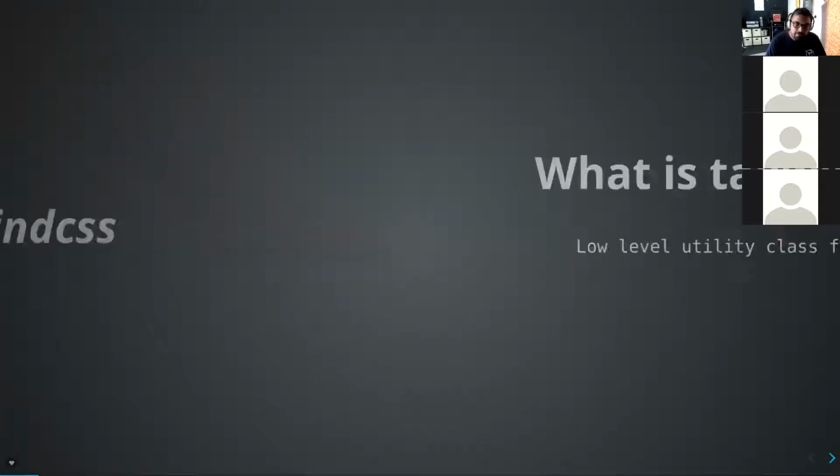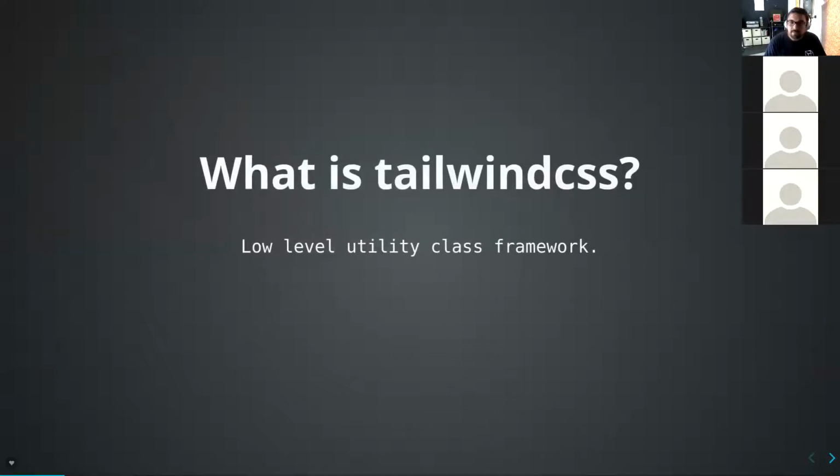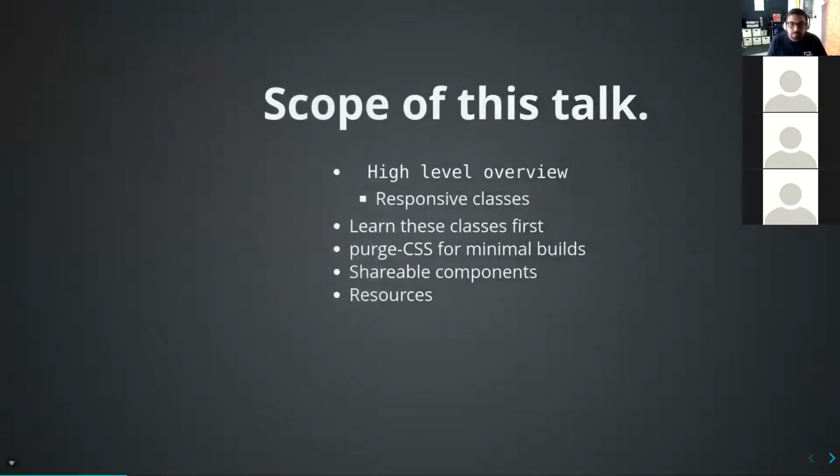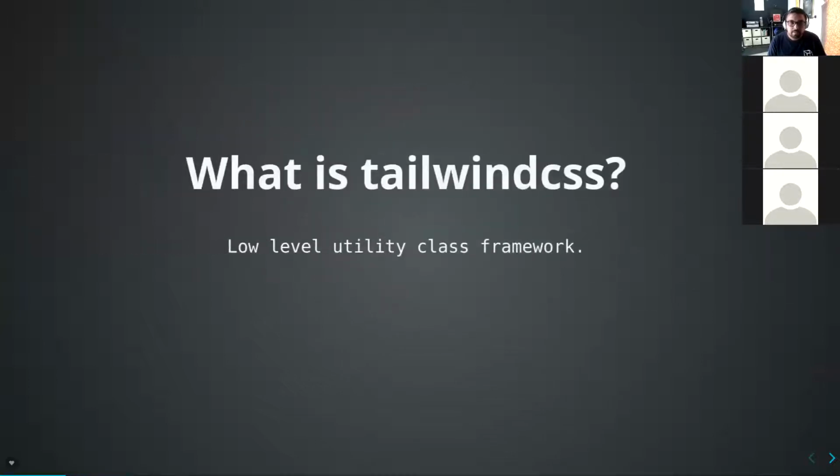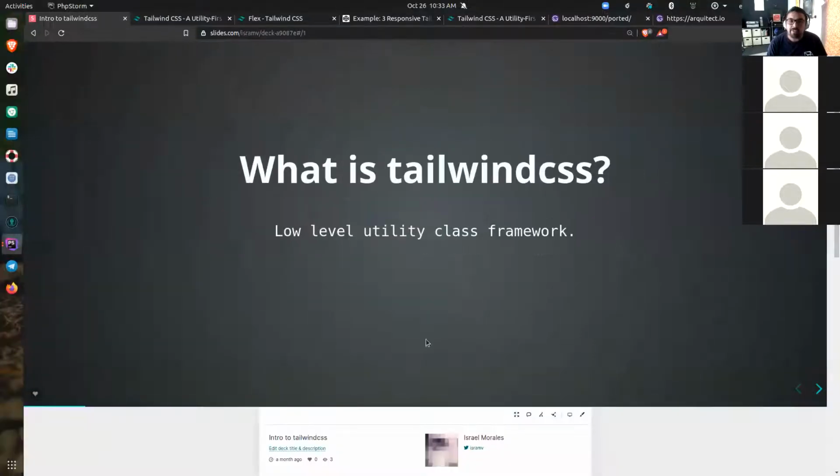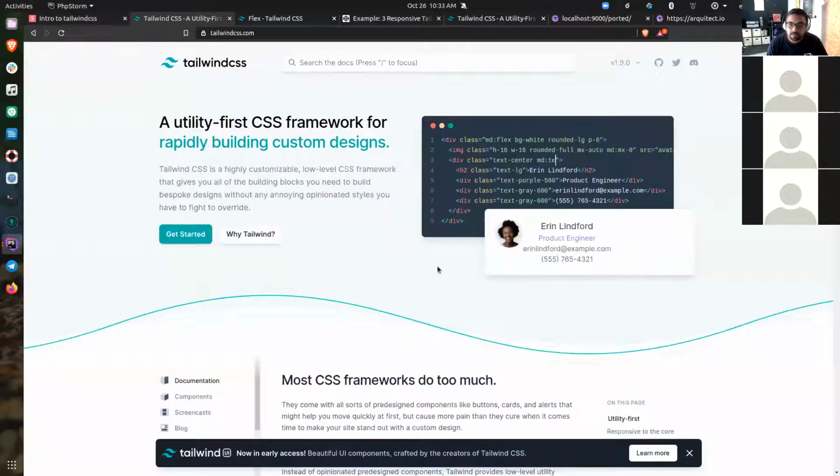So what is Tailwind CSS? It's a low-level utility class framework. So yeah, that's the definition. What that means is that you only have classes from Tailwind. You have these classes that you can append to your markup, and then the styling is gonna change, right?